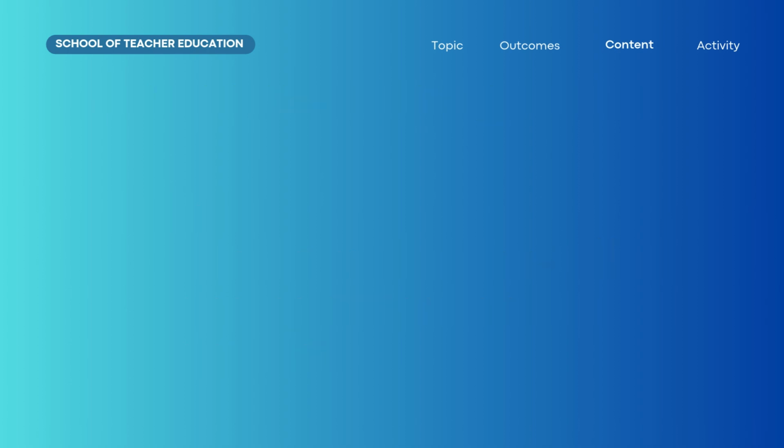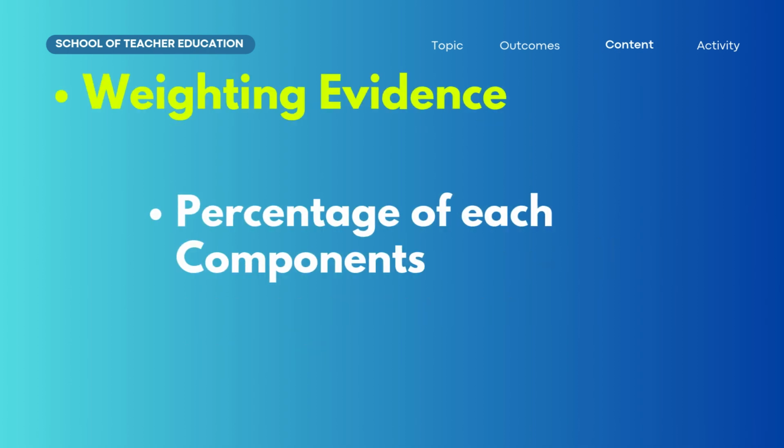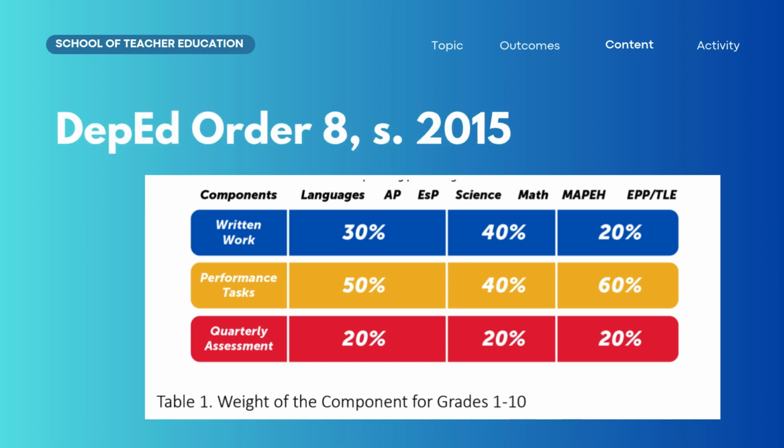We also have the weighing of evidences, in which we provide the percentage of each component. As stipulated in Department Order 8 series of 2015, you can see here the different components and the percentage depending on the discipline. Remember that for language, Araling Panlipunan, and Edukasyon sa Pagpapakatao, written work is 30%, and performance tasks and quarterly assessments are 50% and 20%, respectively.